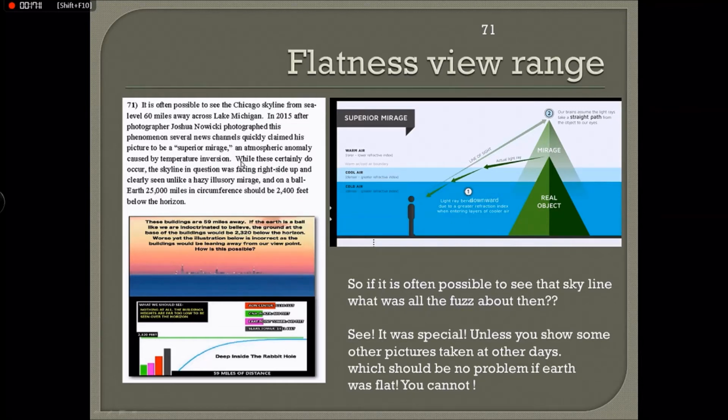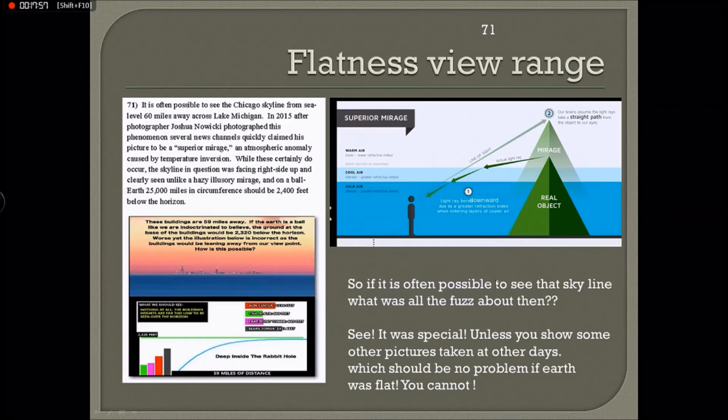And then you say, while these atmospheric anomalies can be caused, certainly occur, he says the skyline in question was facing right up, and unlike hazy illusory mirages, a mirage is something different, Mr. Dubay, than a superior mirage. And mirages are not fata morganas, which are hazy, etc. A superior mirage can be as clear as the normal object, and it can also appear straight up. There is no strange thing.